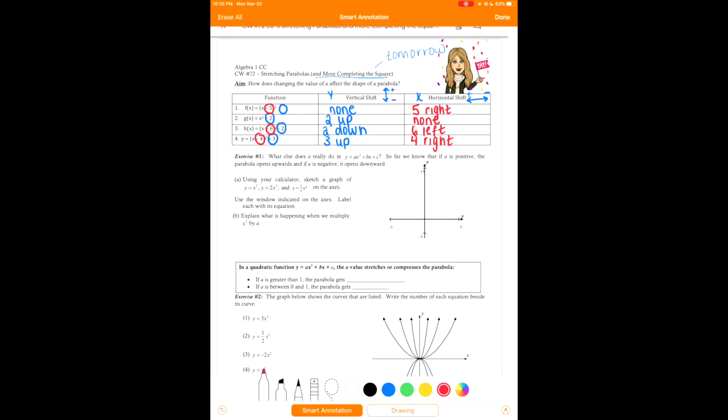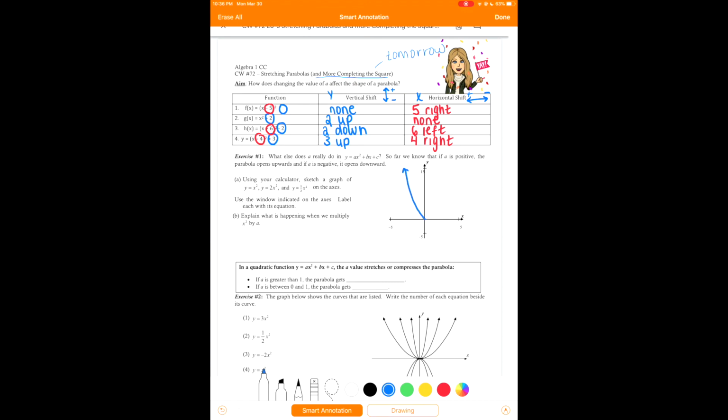So for exercise 1, what else does A really do in ax squared plus bx plus c? So far we know that if A is positive, the parabola opens up, and if A is negative, it opens down. I believe that was lesson 69. We talked about that, happy face and sad face parabolas. So using your calculator, we're going to sketch a graph of x squared, 2x squared, and 1/2 x squared on the axes. The first one I'm going to do is x squared.